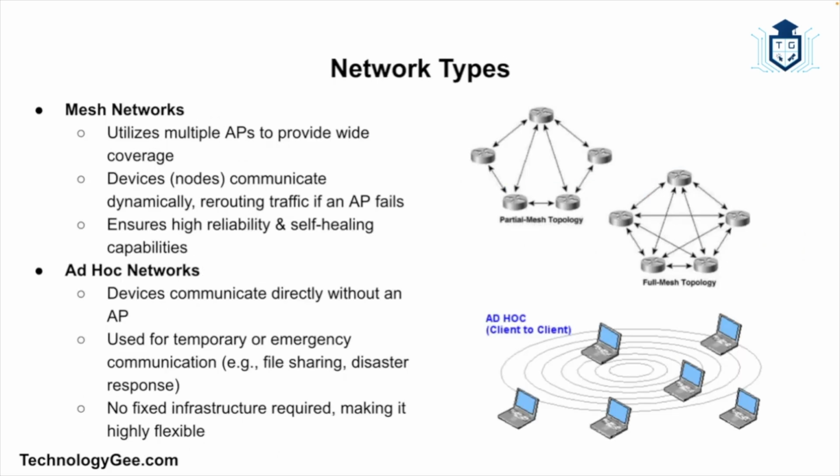All right, moving on, we're going to talk about network types. And the first one we're going to talk about is a mesh network. So mesh networks use multiple access points to provide wide coverage, and nodes that communicate dynamically, ensuring continuous connectivity even if one access point fails. Then we have what is called an ad hoc network. And these are peer-to-peer wireless networks where devices communicate directly without an access point. And these networks are temporary, and they are commonly used for quick file transfers or emergency communication.